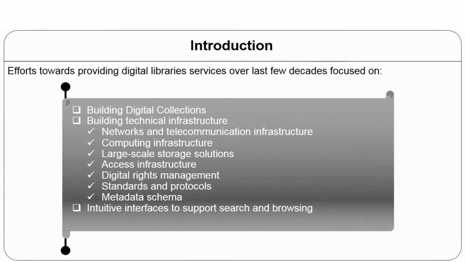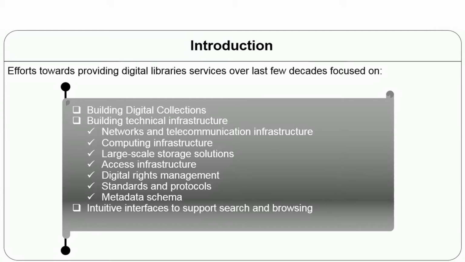As an introduction, let us see where the entire digital library services over the last few decades were focused. First is building digital collections from the physical collections. Whatever is to be provided to the user is to be converted into a digital object. It could be an e-book, or an e-journal, or any kind of electronic format content.